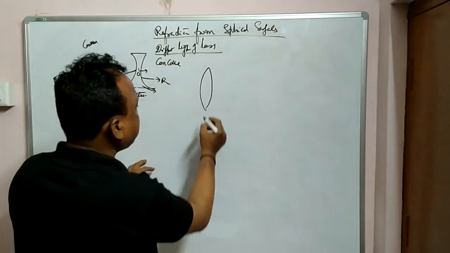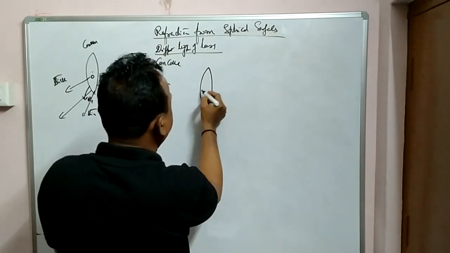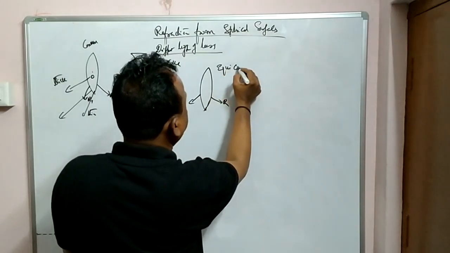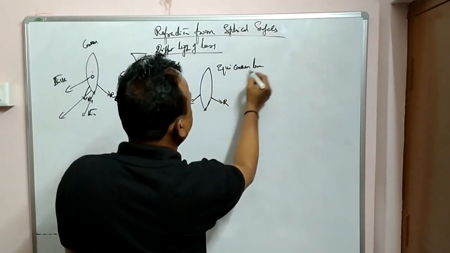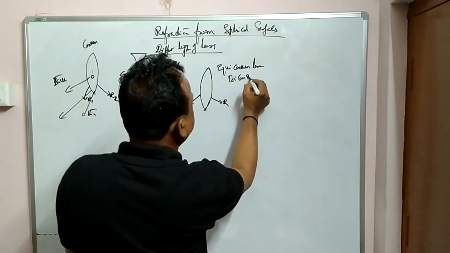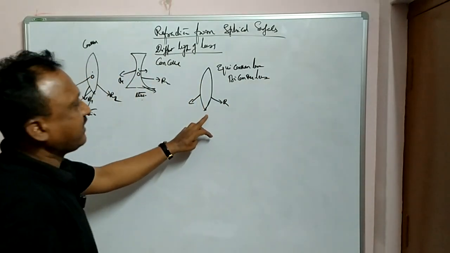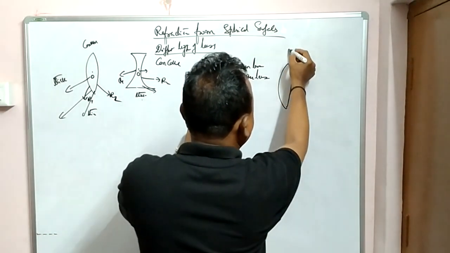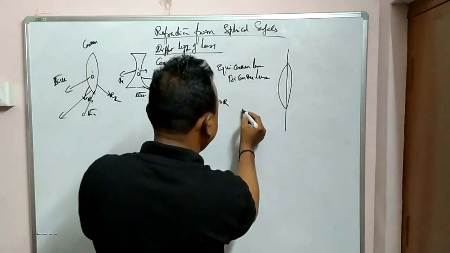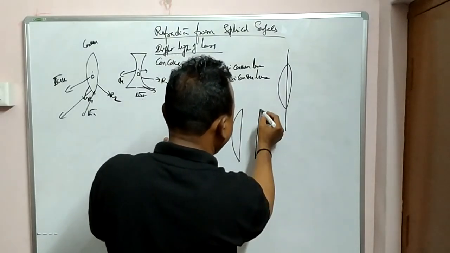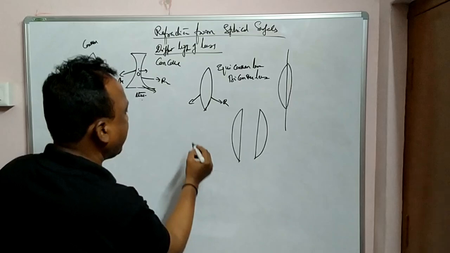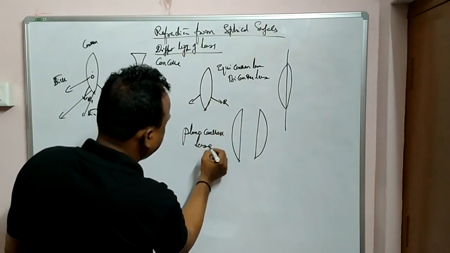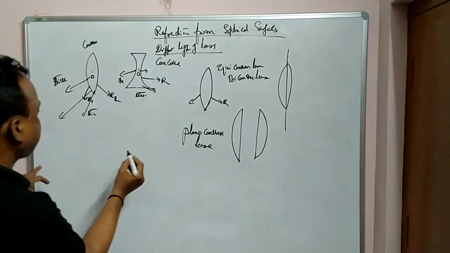Okay? So the types in convex are, for example, if both radii R1 and R2 are exactly the same, then it is called an equiconvex lens or biconvex lens. Similarly, if it is cut like this, either in this fashion or in this fashion, this is called a plano-convex lens. Okay? Let us see the next variety.